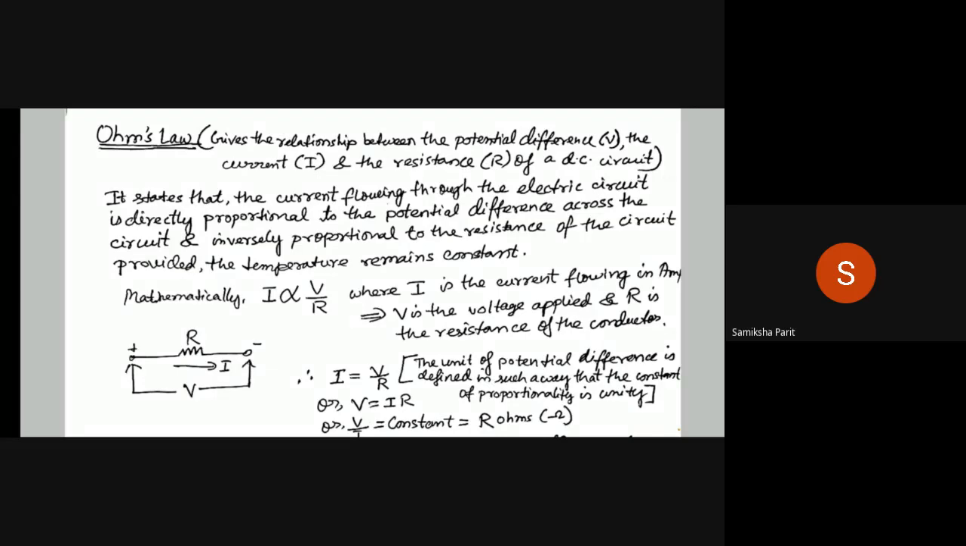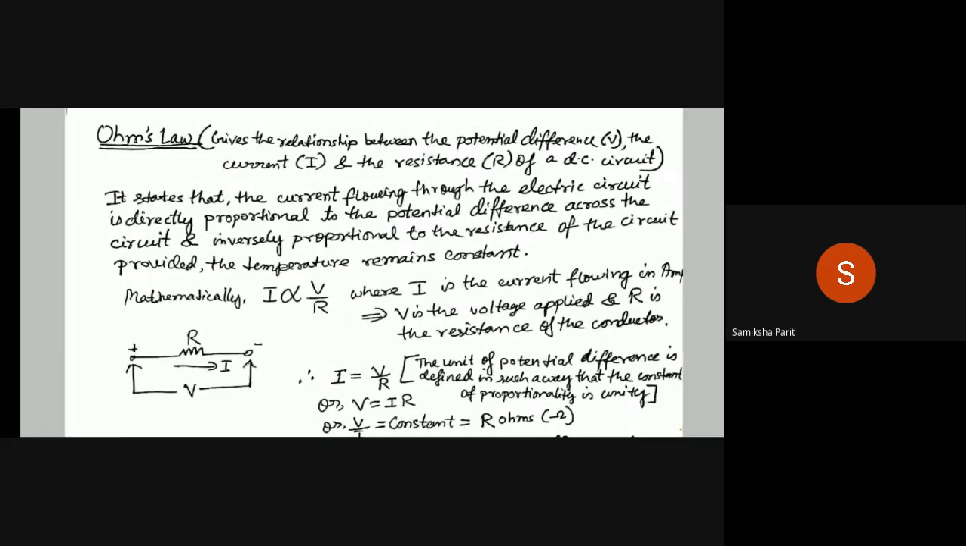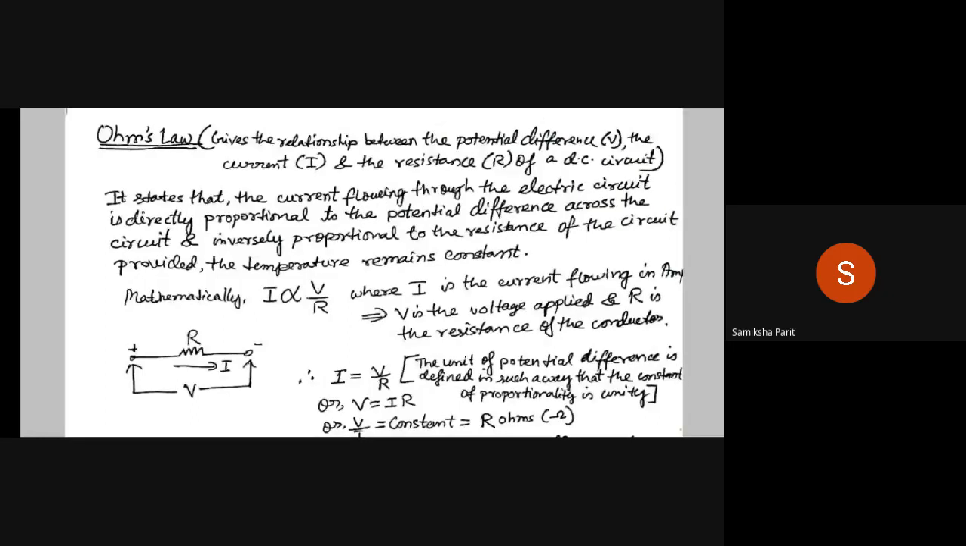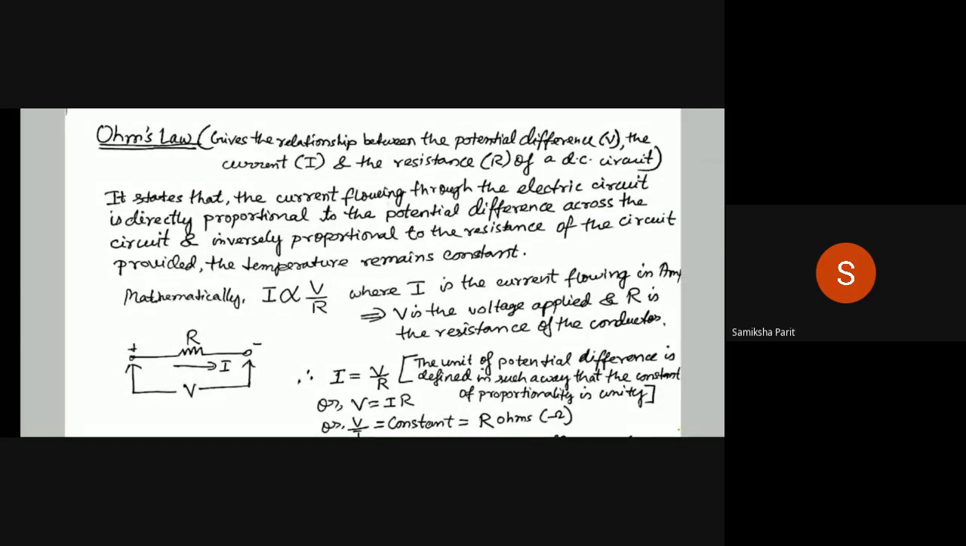Coming to Ohm's law, basically what does it represent or what does it give us? Why should we study that? Ohm's law basically gives the relationship between potential difference, current and the resistance of a DC circuit. Rather, I should not say only DC circuit, because in an AC circuit it becomes not R but Z, that is the impedance, that we will go into later. First, we should say that it gives the relationship between V, I and R, that is potential difference, current, resistance.